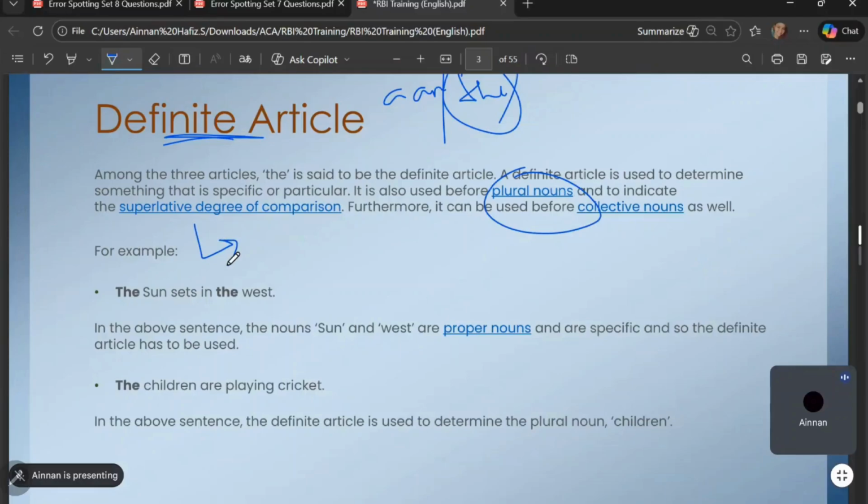When I say superlative form of comparison, it means the highest degree. For example, good, better, best. So, best is a superlative degree, the highest degree. Pretty, more pretty, most pretty. So, most pretty is your superlative degree, the highest comparison. The highest form of comparison is called superlative degree of comparison. And then we have something called collective nouns. Collective nouns are nothing but a group. So, we use the in these three cases.